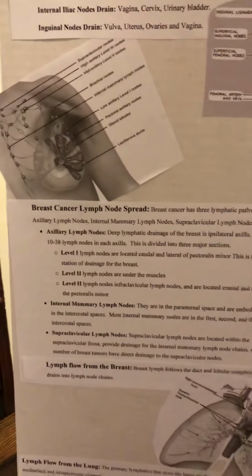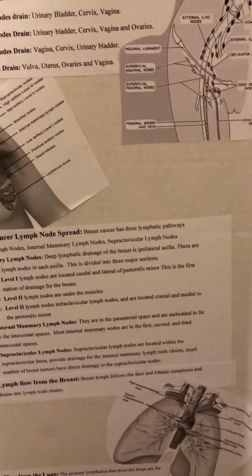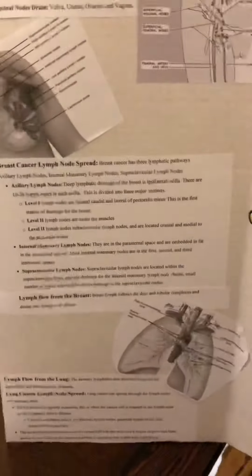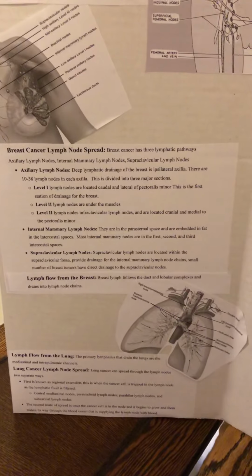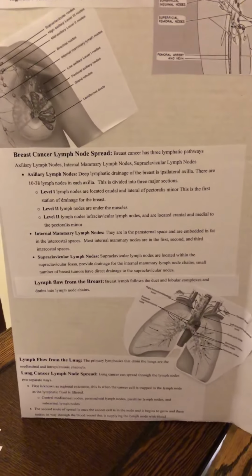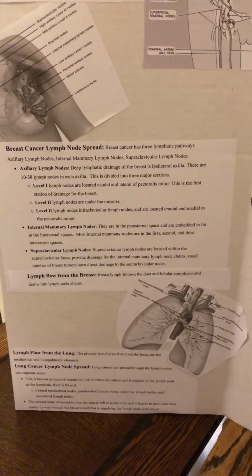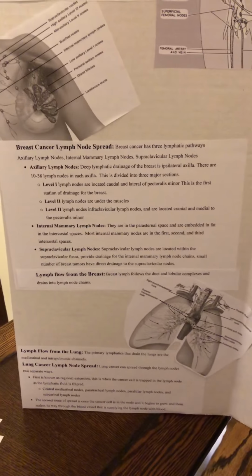Next, we go into breast cancer and lymph node spread. So the first pathway is known as the principal pathway, which is also called the axillary lymphatic pathway. This comes from the trunk of the upper and lower half of the breast. The lymph is collected in lobules, which follow ducts. From this point, they then drain into the axilla. This pathway drains the lateral half of the breast.